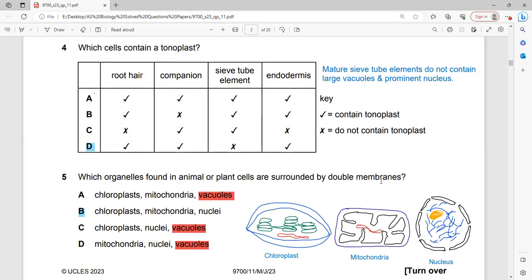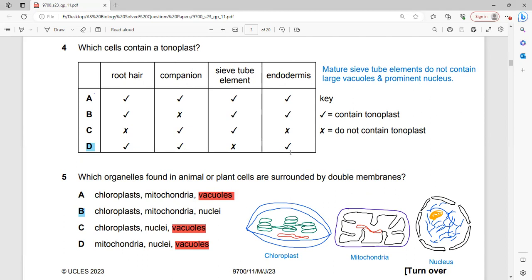Question number 4, which cell contains tonoplast? The tonoplast is basically a membrane which is present on the surface of the vacuole. So the tonoplast, for example, root hair cell contains a large vacuole. So that's why the tonoplast is present in that. Companion cells contain a large vacuole. So the tonoplast is present in that.